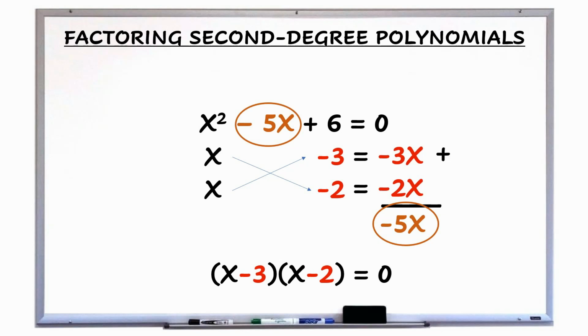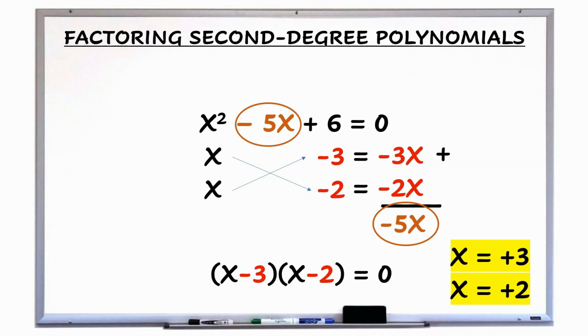Always remember, the cross multiplication is just to find the middle term. Whenever we present the answer, we'll read it in straight lines. X minus 3 times x minus 2. If x minus 3 equals 0, then the equation is solved. That means that x could be 3. If x minus 2 is 0, then x is going to be 2. That's why we have our solutions as x equals positive 3, x equals positive 2.